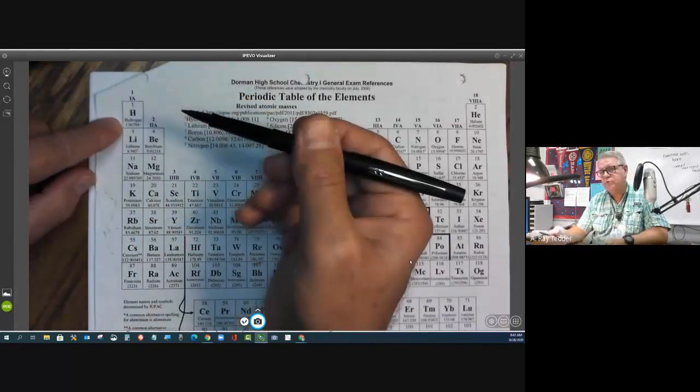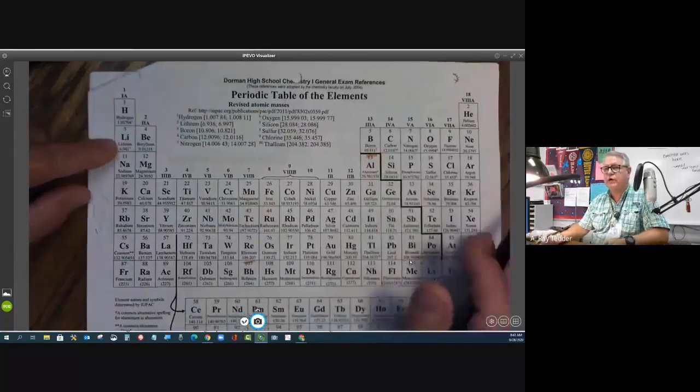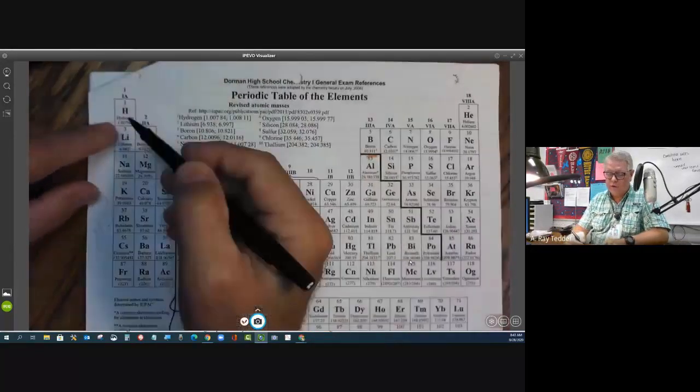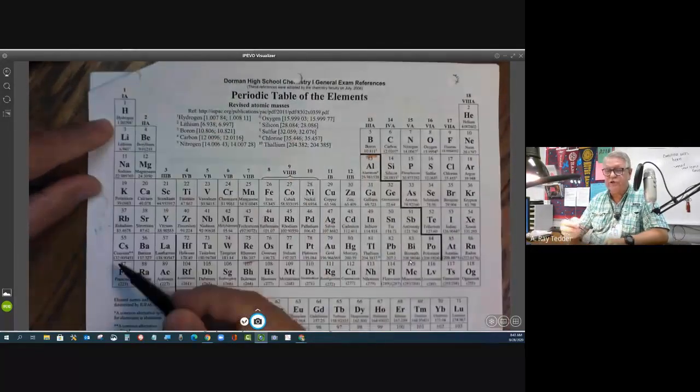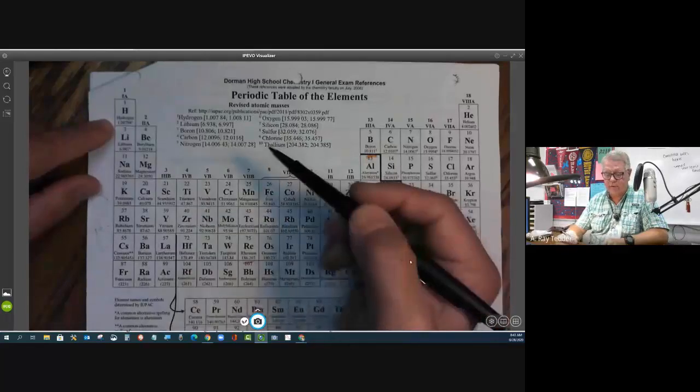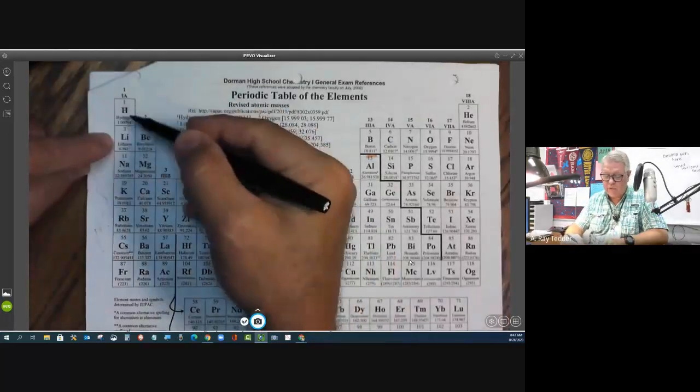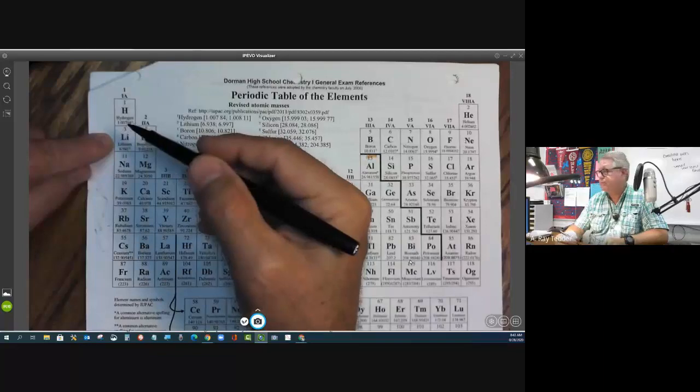So one of the questions up there near the learning objective was how are the alkali metals different from the group 1 elements? Well, that's because hydrogen is not one of the alkali metals. Okay.